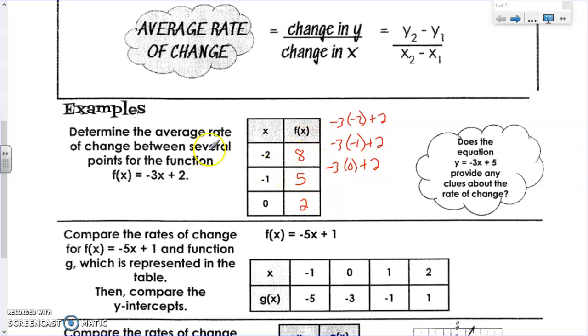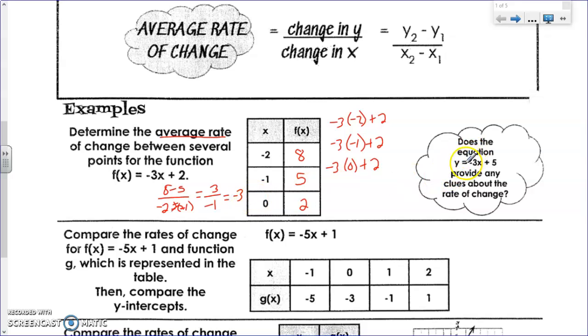Okay, so now we want to find the average rate of change, or our slope, of this line. Remember, this is a linear function because it's y equals mx plus b. So we can pick any 2 points because our slope is constant. So if we take the top 2 points here, 8 minus 5 for the y, and then negative 2 minus negative 1, that's a plus, so that will give me 3 on top, and negative 2 plus 1 is negative 1 on the bottom, so my slope is negative 3.